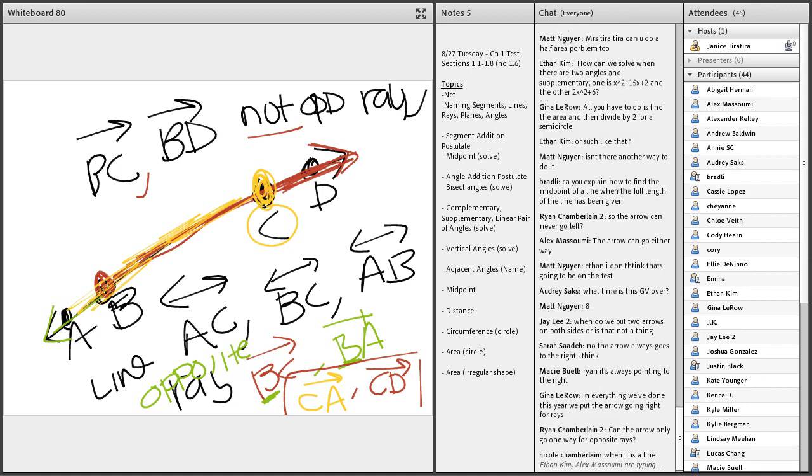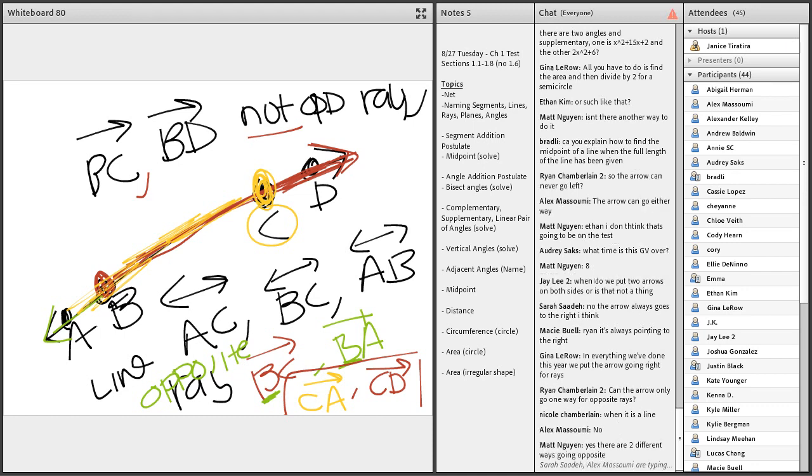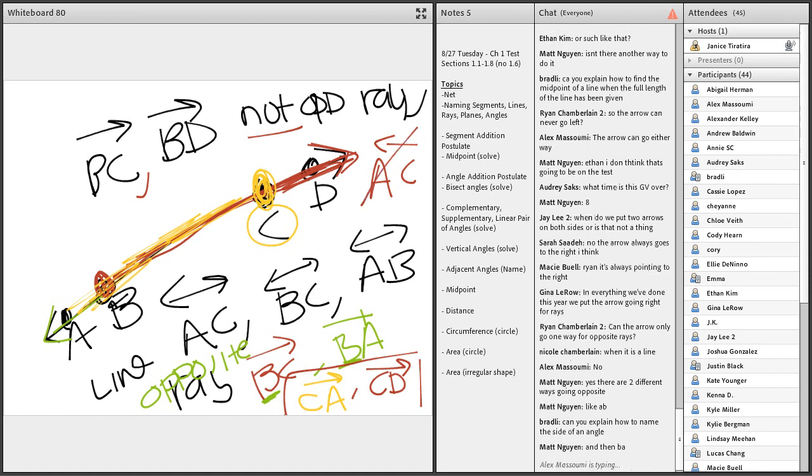In about 4 minutes, the GVL is going to be over. When you write it down, at least for my class, I'm not going to accept the arrow going the wrong way. Even though they're the same, I'm not going to accept it. We typically write left to right, just in English. So just be aware of that, okay, Ryan?